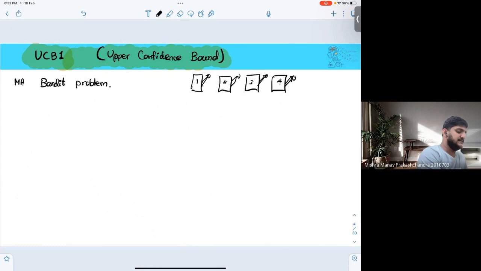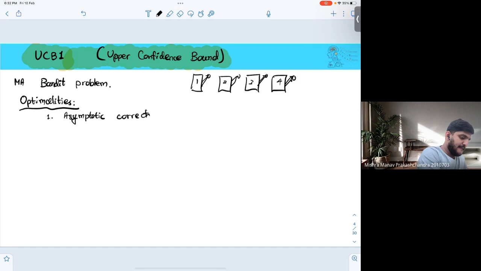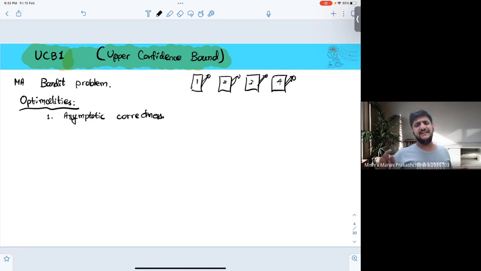Okay, so last week we had seen some optimalities associated with the multi-arm bandit problem. Those optimalities were asymptotic correctness. What we mean by asymptotic correctness is that given k arms, given k bandits, if I sample each arm sufficiently enough, asymptotically I'll reach the correct solution.